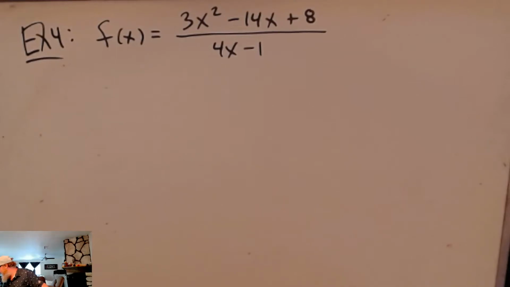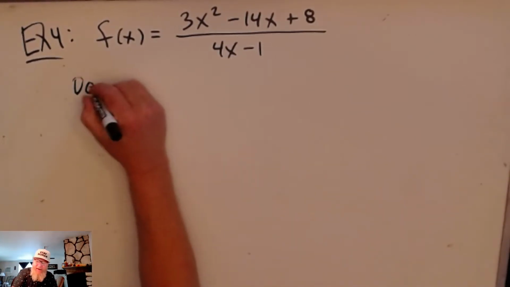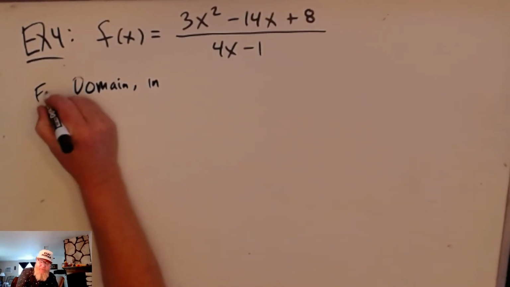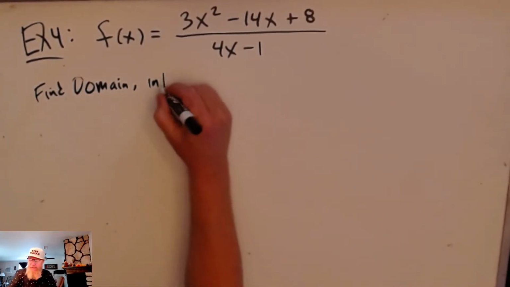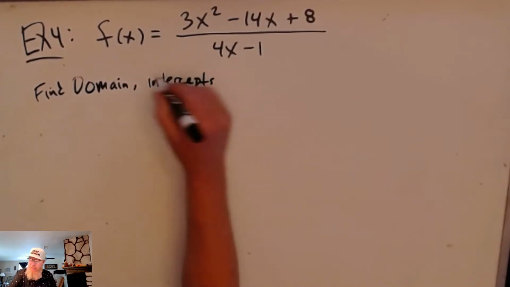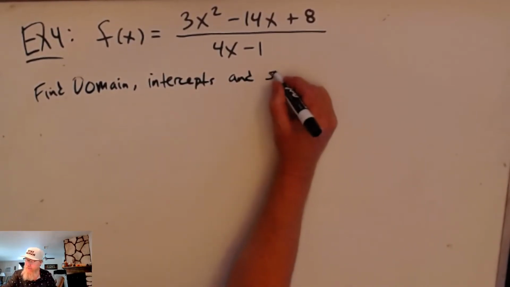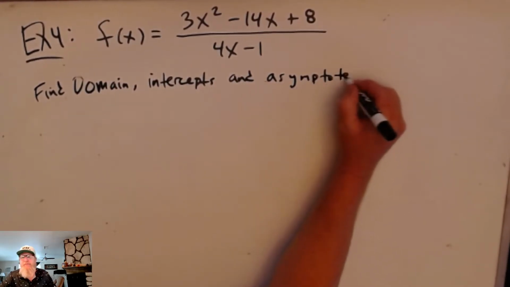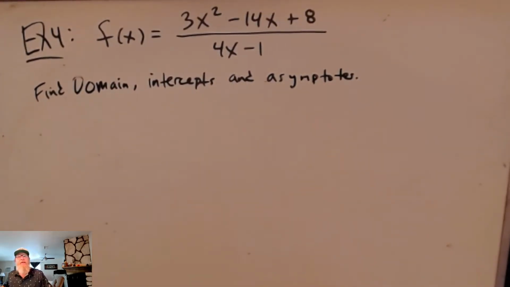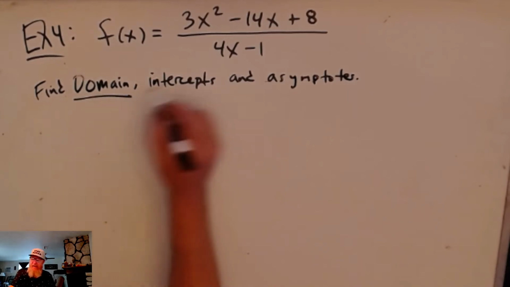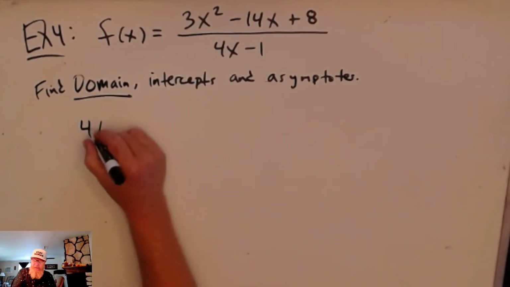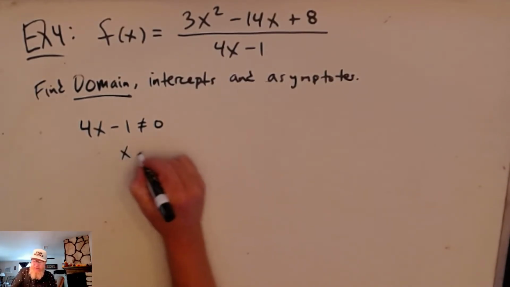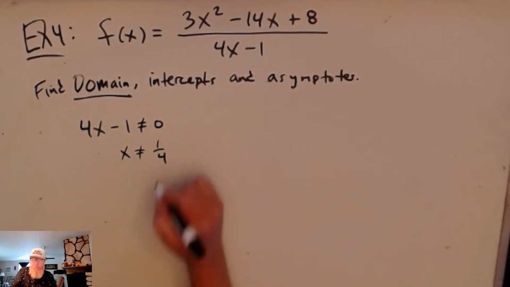Basically the same question. Let's do everything. Let's do the domain. Let's do the intercept. So find the domain, the intercepts, same question, and asymptotes. All right, let's get right to it. Domain, you take the denominator and you set it not equal to 0. So that means x is not equal to 1/4.